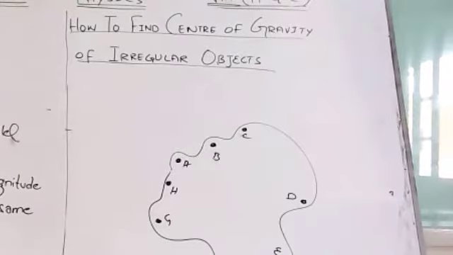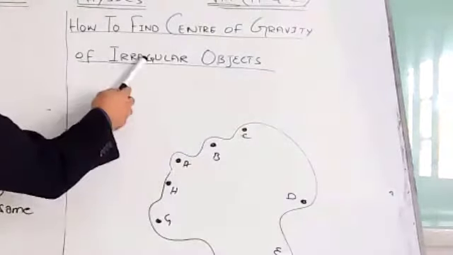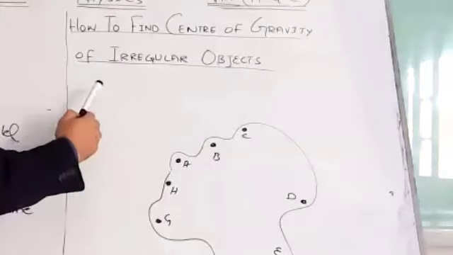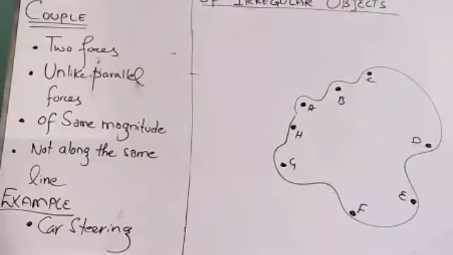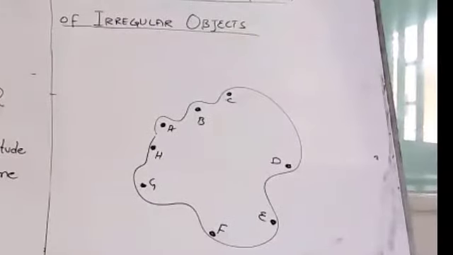Today we are going to start from the topic of chapter number 4, how to find the center of gravity of irregular objects. And that day we have discussed the difference between center of gravity and center of mass. And we have discussed 3 points of every topic, that is, how center of mass differs from center of gravity.